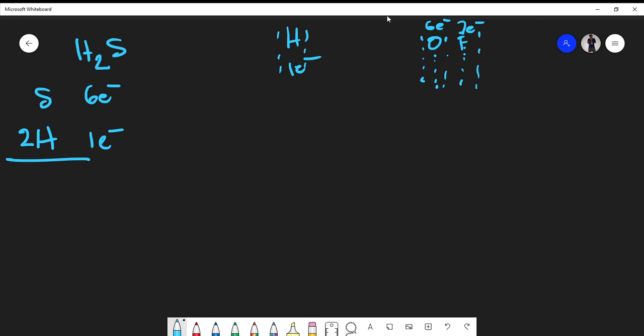So at this point, I'm going to count the total number of electrons that I have to place. In this case, it becomes 6 valence electrons from sulfur, but we have 2 hydrogens, so this will be 2 times 1, which is 2. So this becomes 6 plus 2, which gives me 8 total electrons that I have to place.